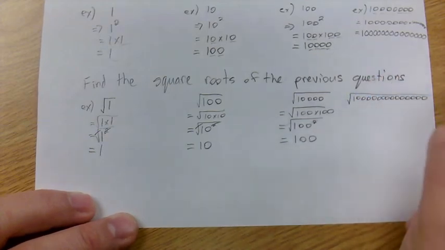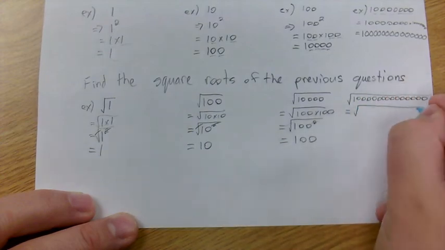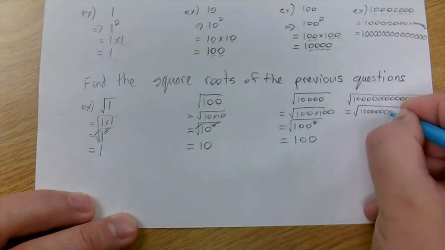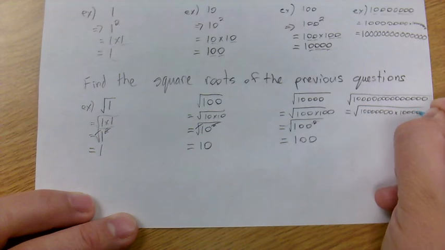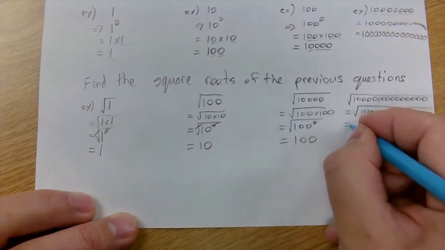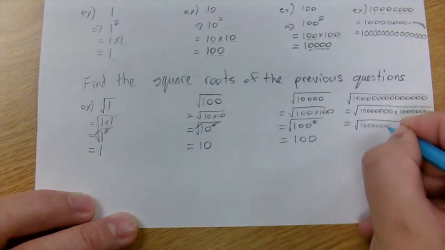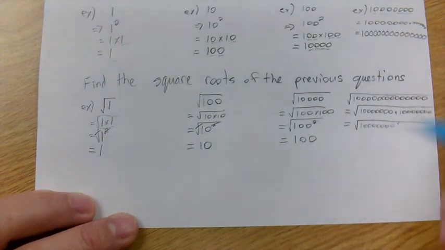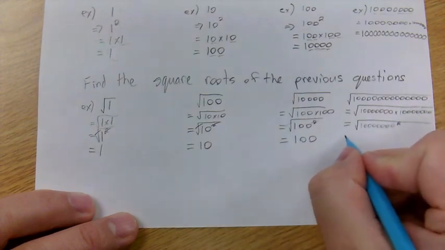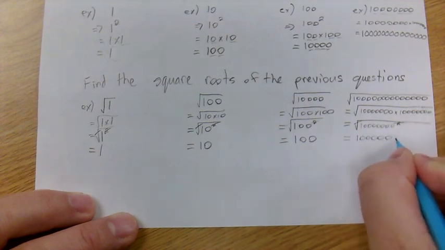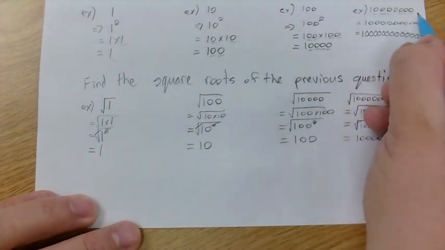If we want to square root that, that would be the same thing as the square root of 7 zeros on this. 1, 2, 3, 4, 5, 6, 7 times 1, 2, 3, 4, 5, 6, 7, which is the square root of that number squared. 1, 2, 3, 4, 5, 6, 7 squared. My pencil's getting dull. Squared, which is that canceling with that, which leaves us with 1, 2, 3, 4, 5, 6, 7 zeros on there, which is that number we started with.